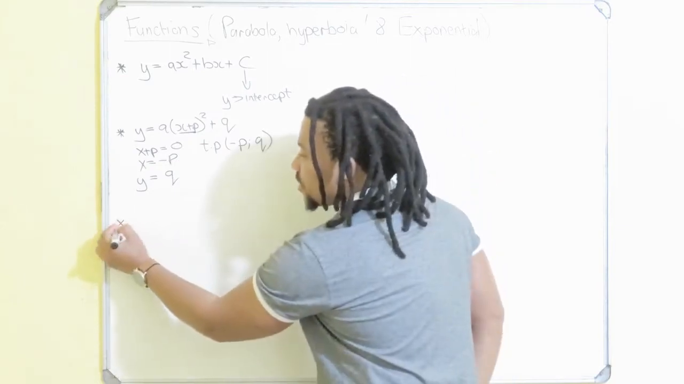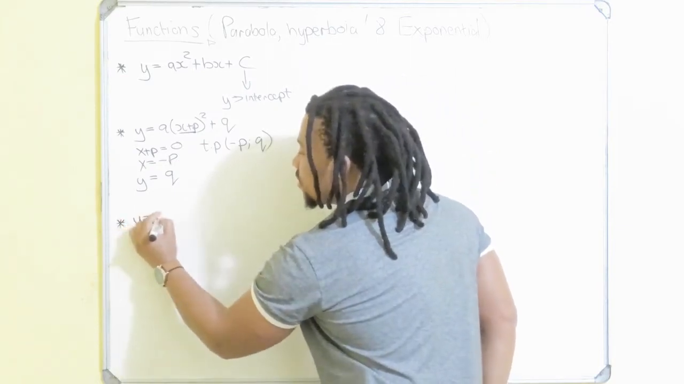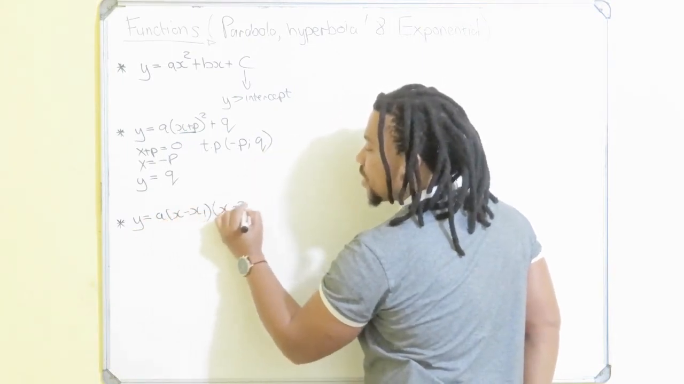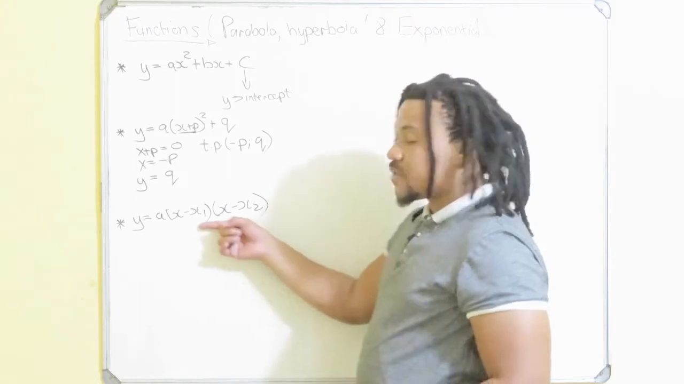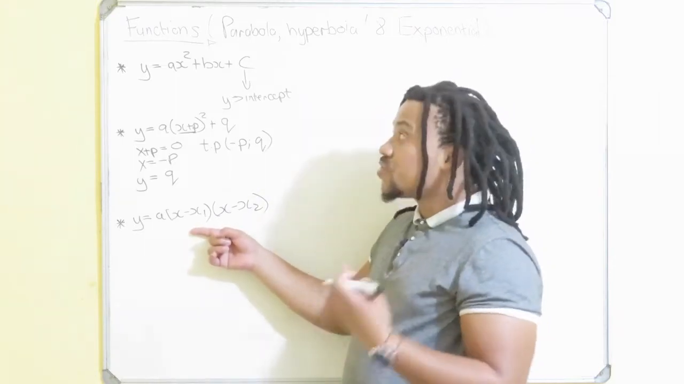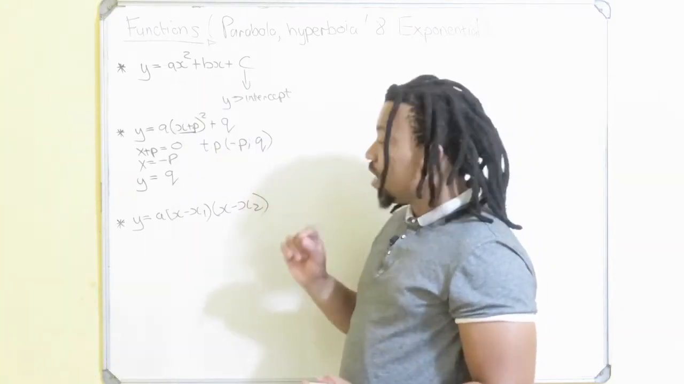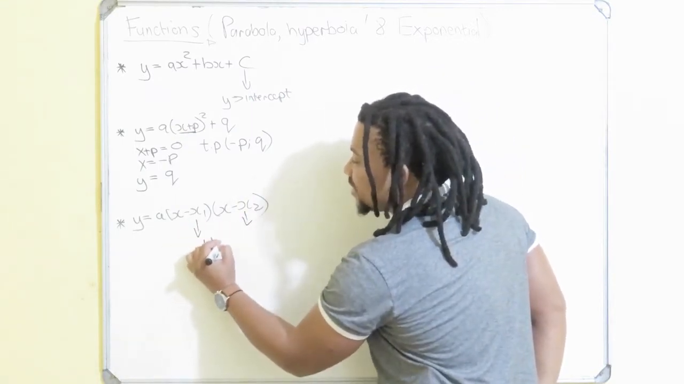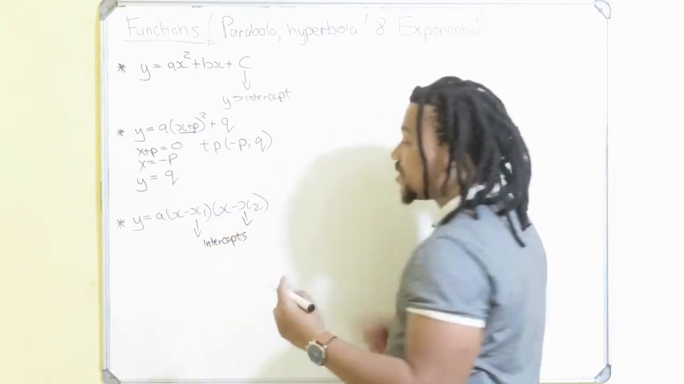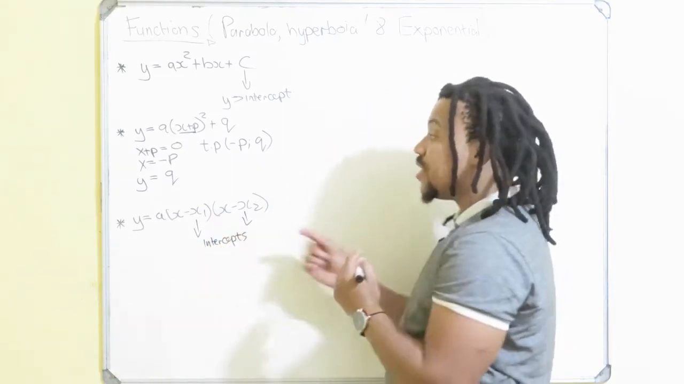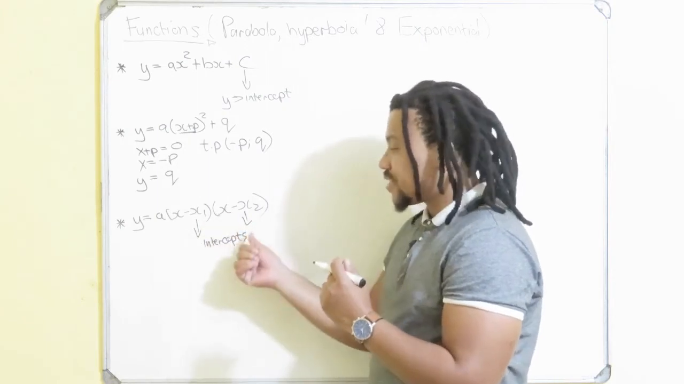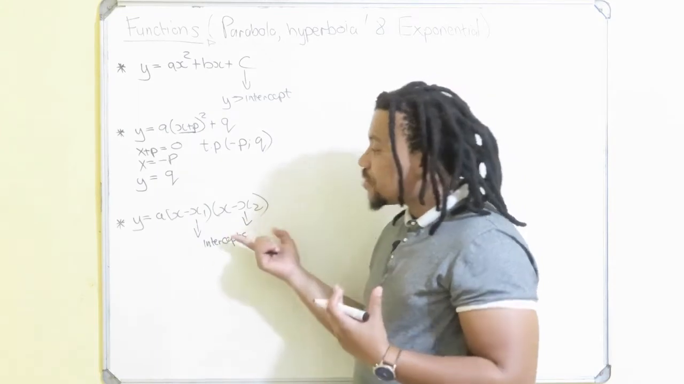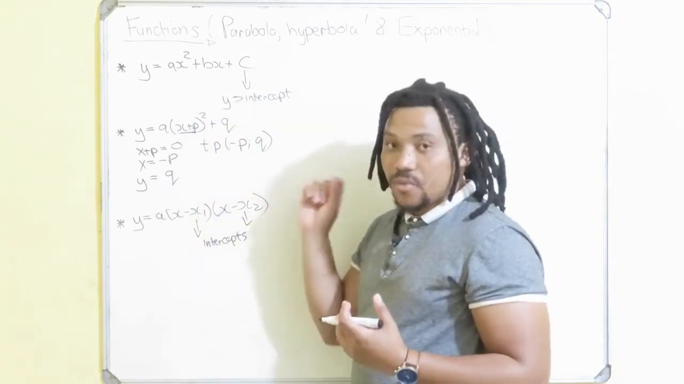And then the third equation is given by y equals a(x minus x1)(x minus x2). Most of the time, we use this equation when we want to calculate the unknown equation, right? Your x1 and your x2 represent your x-intercepts. So if you are given a graph with the intercepts, you can substitute them as x1 and x2 and solve to find the unknown equation.